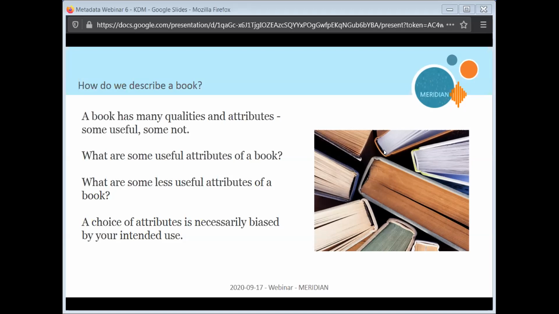You probably don't care about what type of paper the book's printed on. But if you're an archivist trying to preserve the book for 100 years, yeah, that's really important. Does it have acid in it? What properties do we need to care about? How do we preserve the text and the page structure so that it will be usable in 100 years?